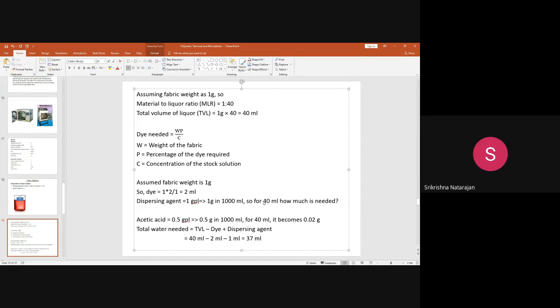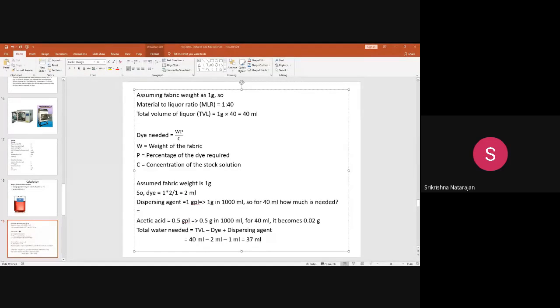Can anyone tell what is the answer? 1 gram in 1000 ml is 1 GPL. So 40 ml में कितने ग्राम चाहिए? How much? Yes, can anyone tell?